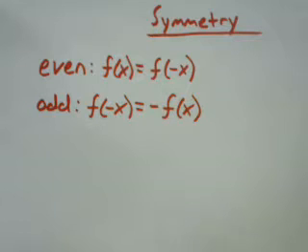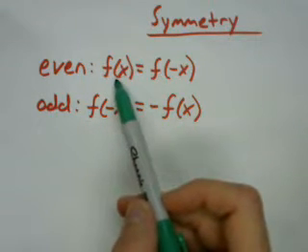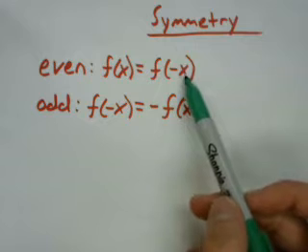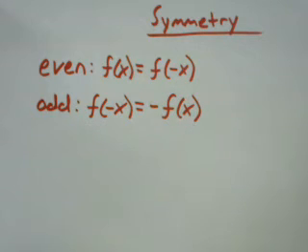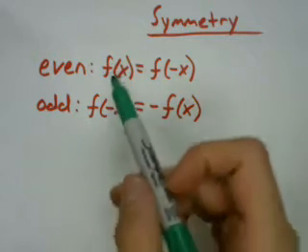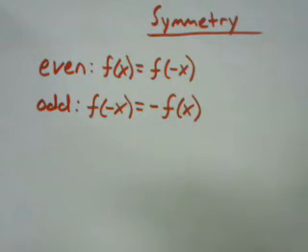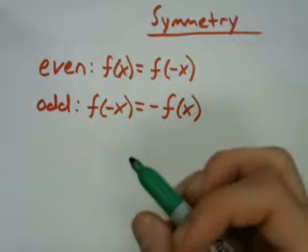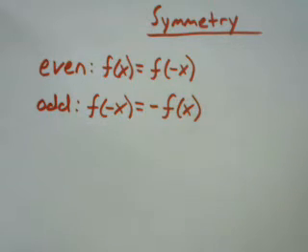Really, you need three things. You need the original, you need f of negative x, and then you have negative f of x. So you need all three. Sometimes you can get away with two if it's even, but you need to have all three if you're checking for odd or neither.